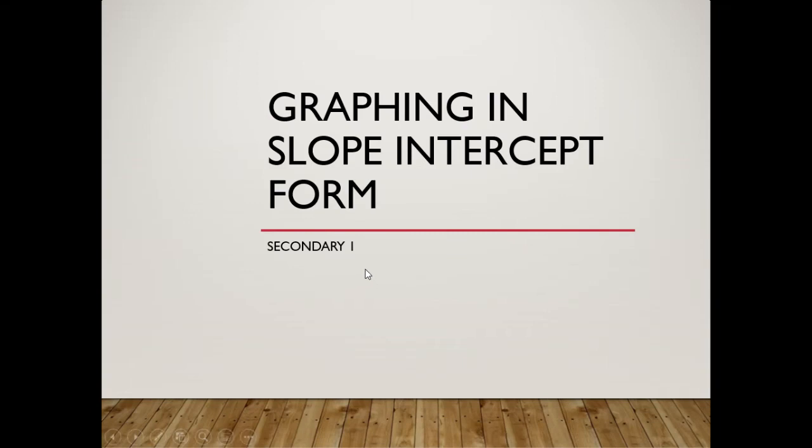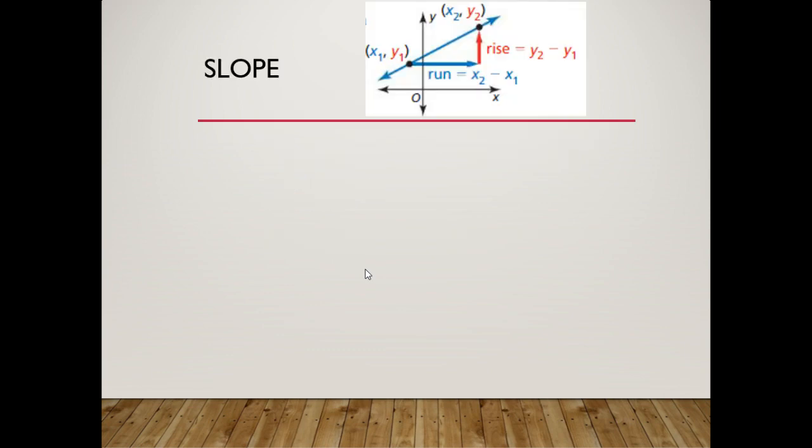Welcome back, students. Today we're going to be talking about graphing in slope-intercept form, which is y equals mx plus b. In order to start talking about slope-intercept form, let's start with slope. Slope is m in the equation y equals mx plus b, and it's there to show the steepness of the line, and that's why we call it slope, just like a ski slope.